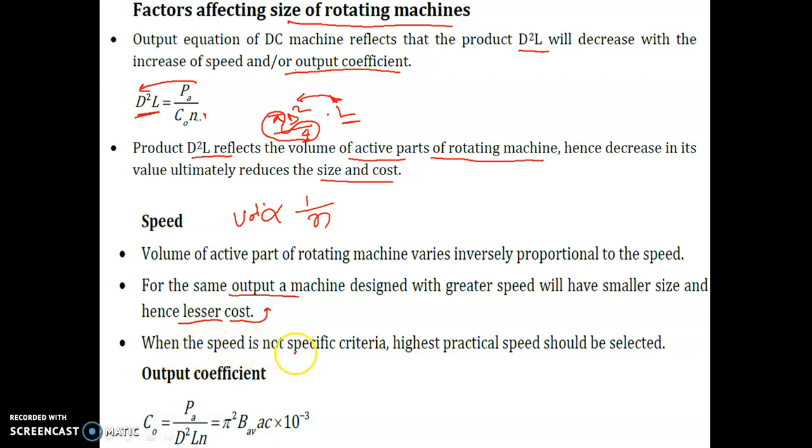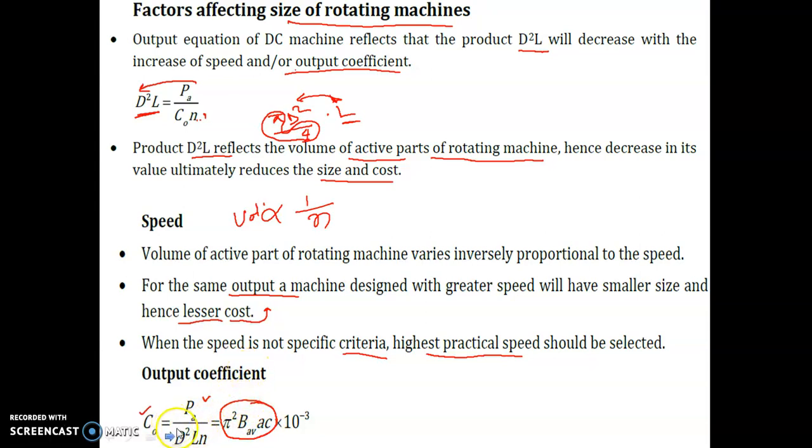When speed is not a specific criterion, the highest practical speed should not be selected. If speed is not a criterion, suppose we are not considering the speed, then still we should not select the highest practical speed. The output coefficient here is P divided by d square into L, and if you put in all these values, it comes out like this.